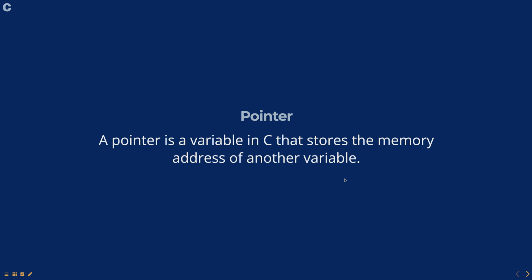A pointer is a variable in C that stores the memory address of another variable. Pointers allow you to manipulate the data stored in memory directly, rather than working with the values of variables indirectly through their memory addresses. To declare a pointer in C, the asterisk symbol is used in the declaration. The type of the pointer must be specified, which determines what type of data the pointer can point to. For example, a pointer to an integer must be declared as an int pointer.